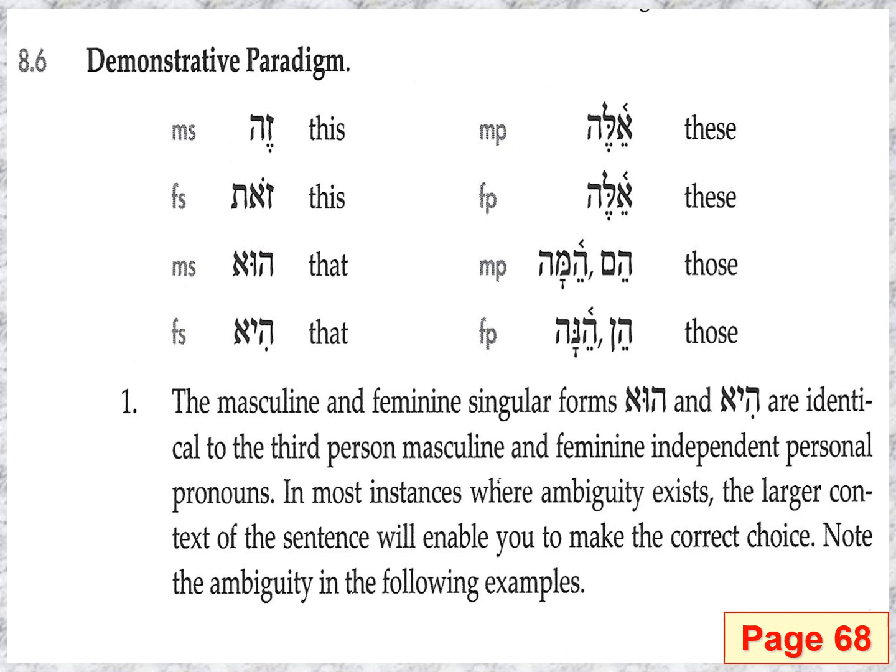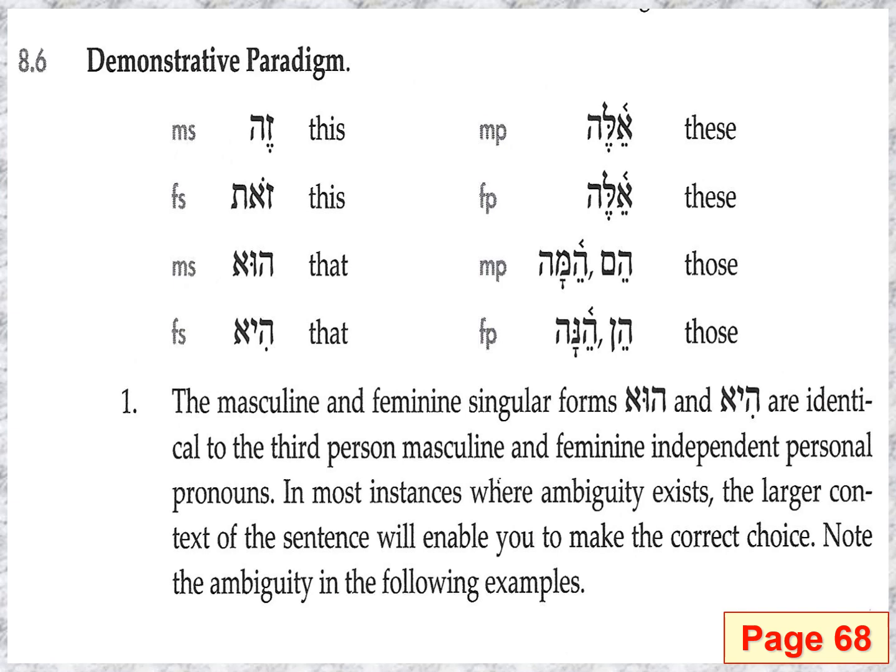So let's take a look at the masculine singular. This is expressing the near demonstrative, meaning closer to us in proximity. So ze, zayin segol he, ze. And then the feminine singular of the near demonstrative is zot, zayin, holem, aleph, tav, zot, this, referring to a feminine book, table, lamp, that's close.